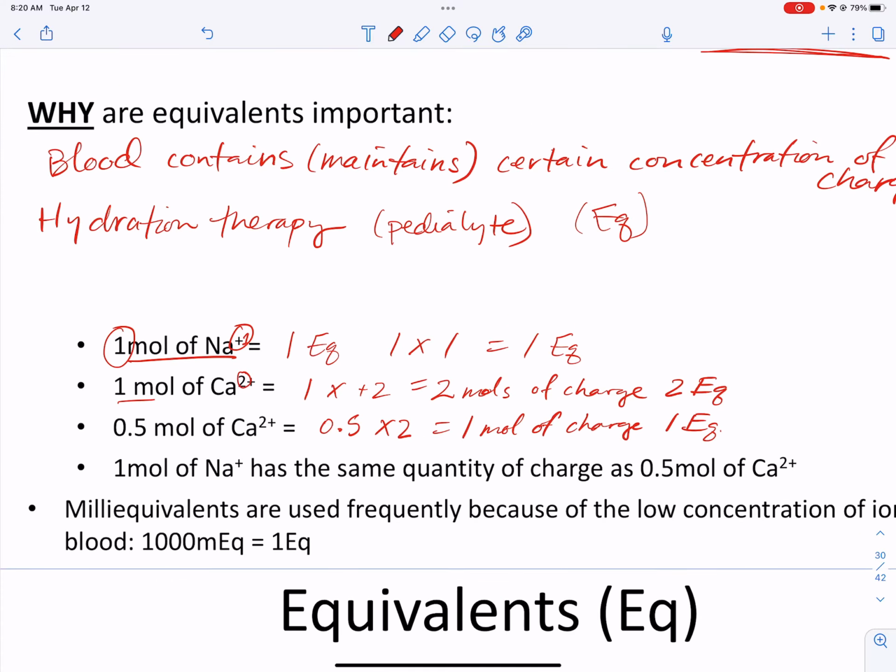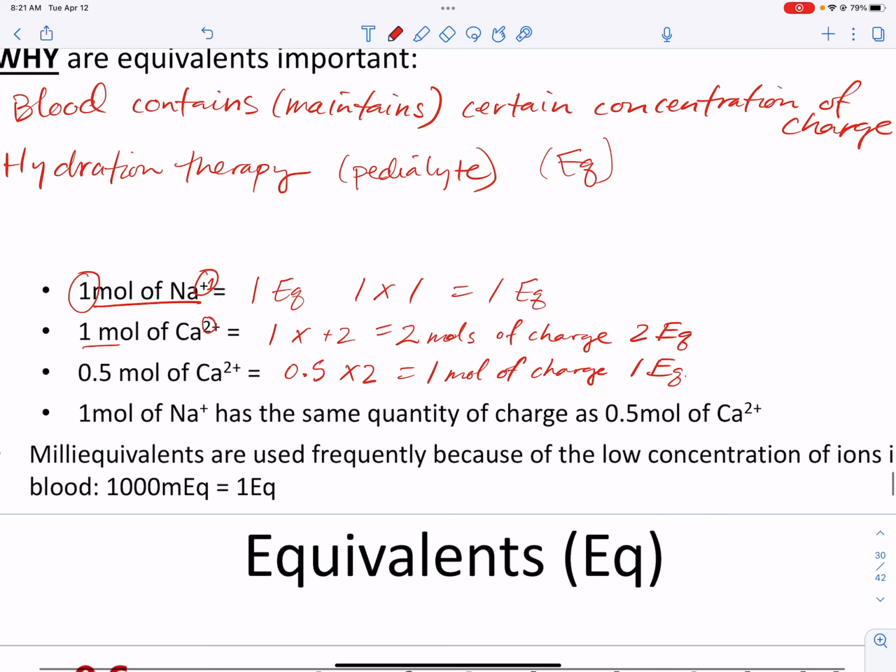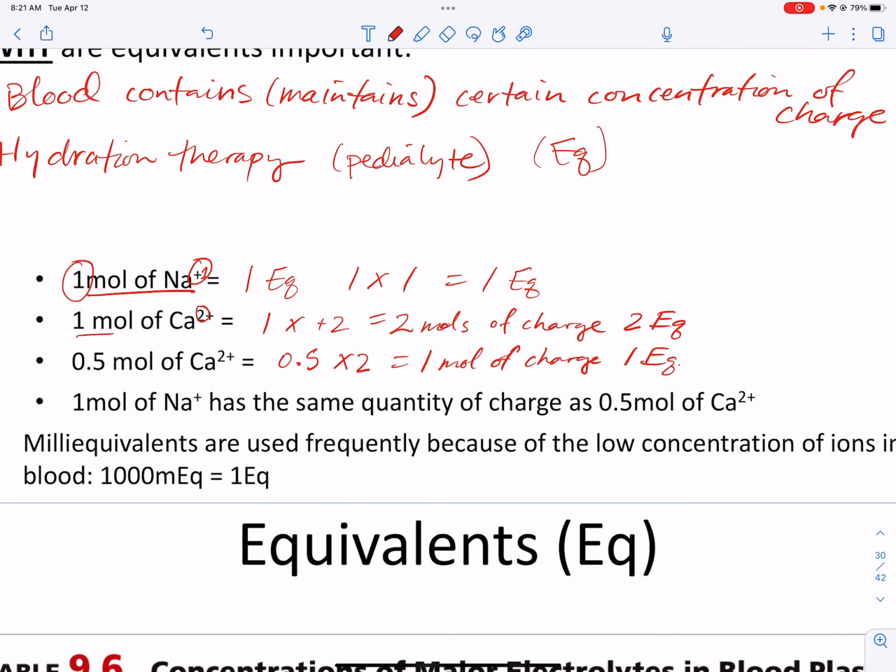All right. Hopefully that's not some terrible math. Hopefully that's pretty easy. But it is sometimes an uncomfortable idea for students to talk about a mole of charge. But I want to summarize right here. You may notice 1 mole of sodium ions has the same quantity of charge as half a mole of calcium. Why? Because the charge is double on calcium. So you only need half as much of it to give you the same number of equivalents.